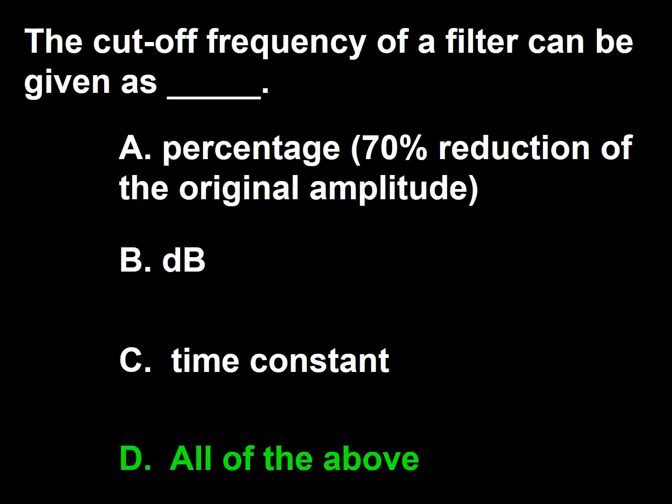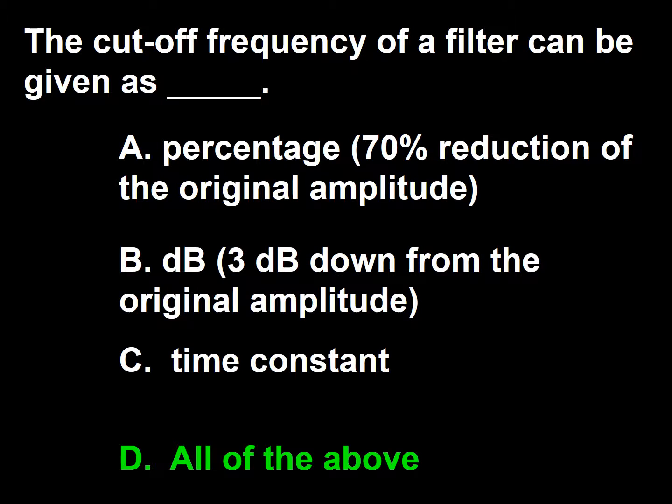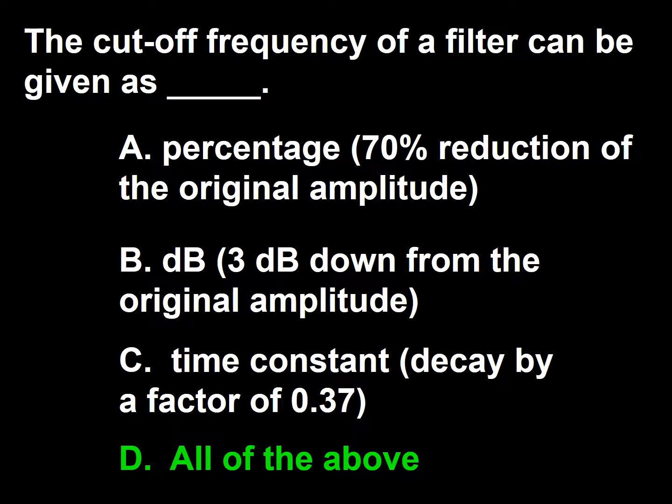Remember that percentage-wise, a cutoff implies a reduction to 70% of the original amplitude. In dB, it is 3 dB down from the original amplitude, and in time constant, a decay by a factor of 0.37.